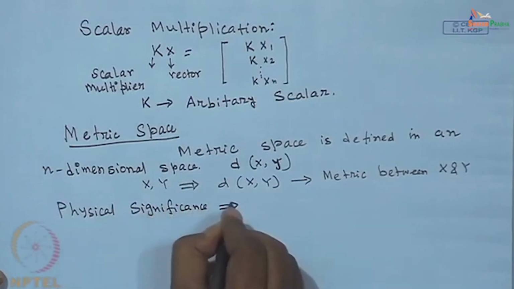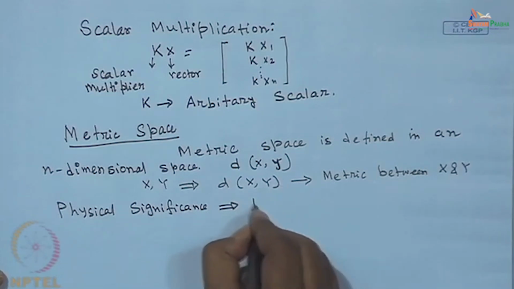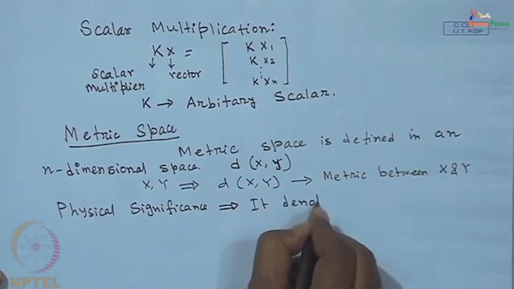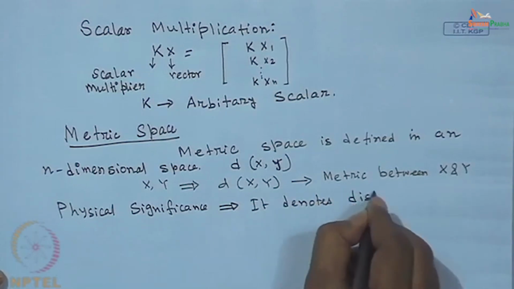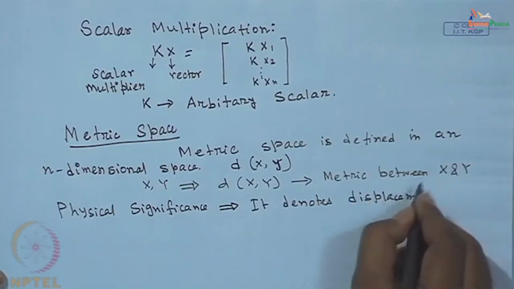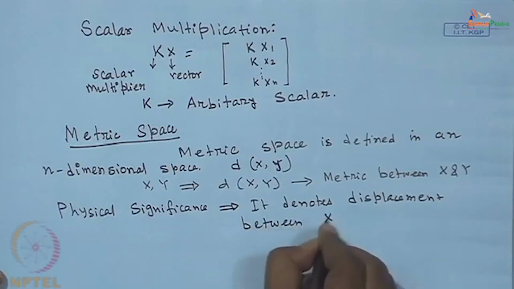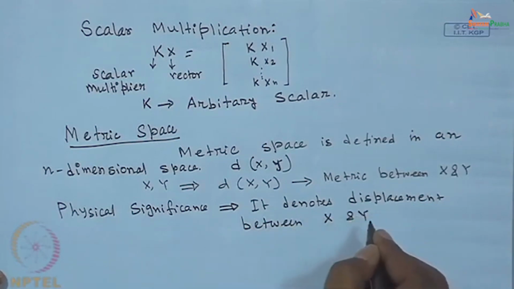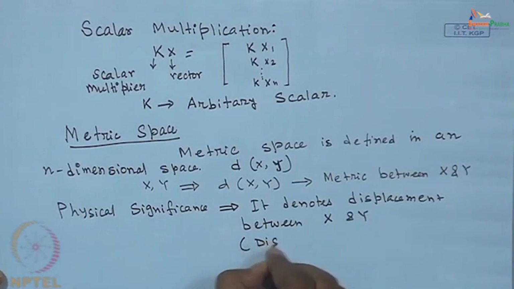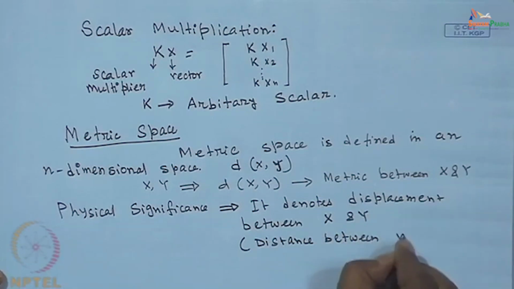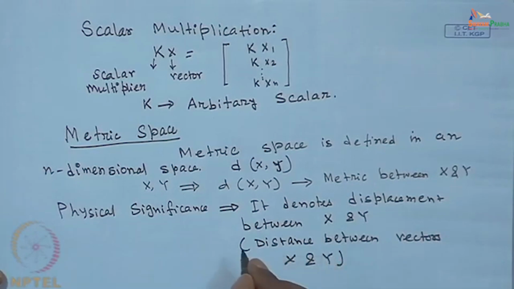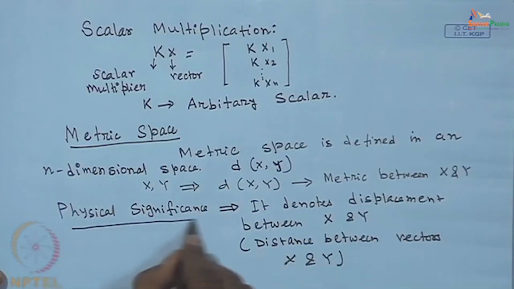The physical significance of the metric is that it denotes displacement between vectors x and y. In other words, it is nothing but the distance between vectors x and y. So, that is the physical significance of the metric.